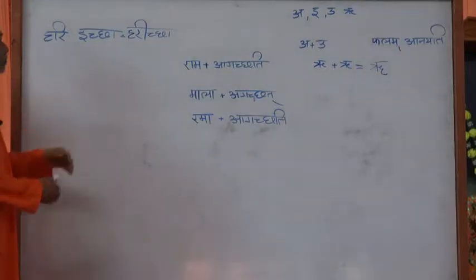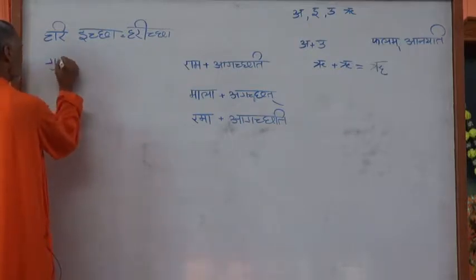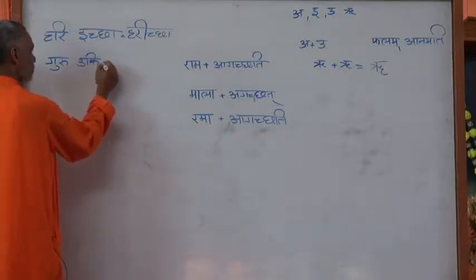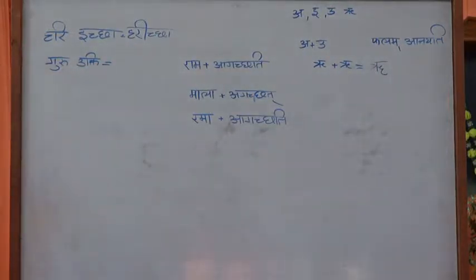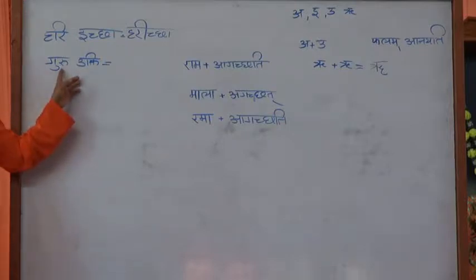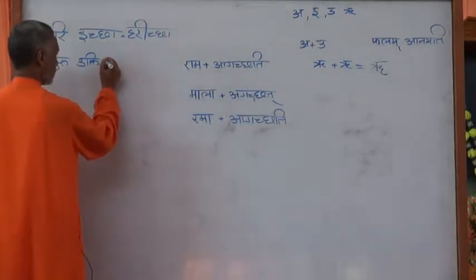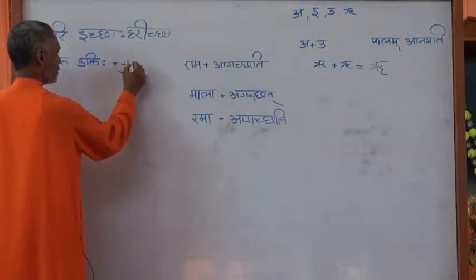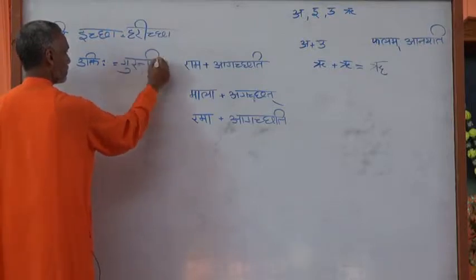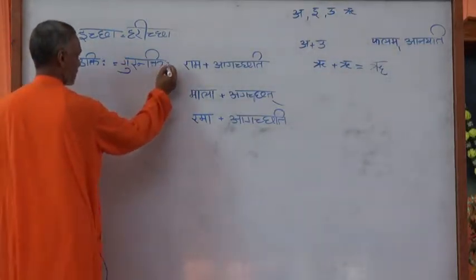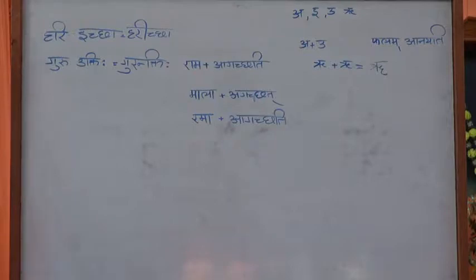Another example, that is for I. Now U. Ending in? Beginning with? This is Guru. Ukti. Then what do you get? Guru Ukti. Gurukti. That means words of the Guru.